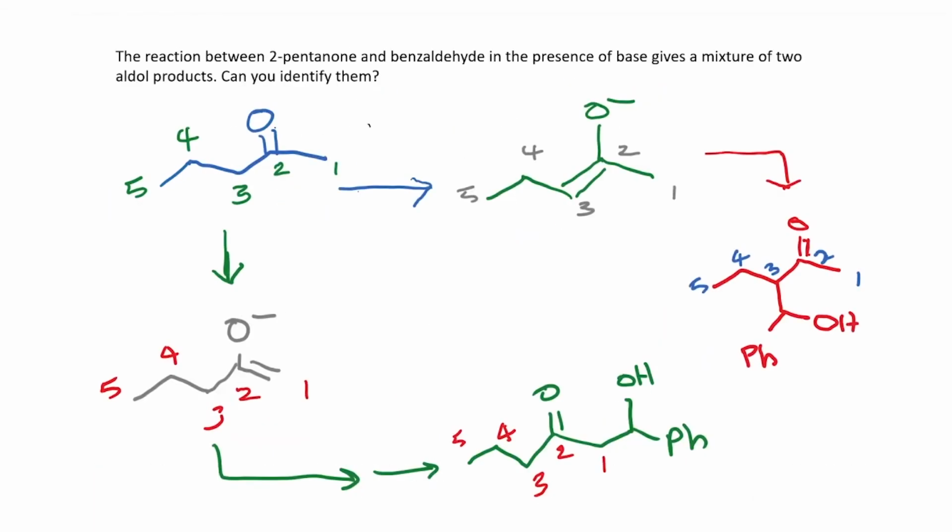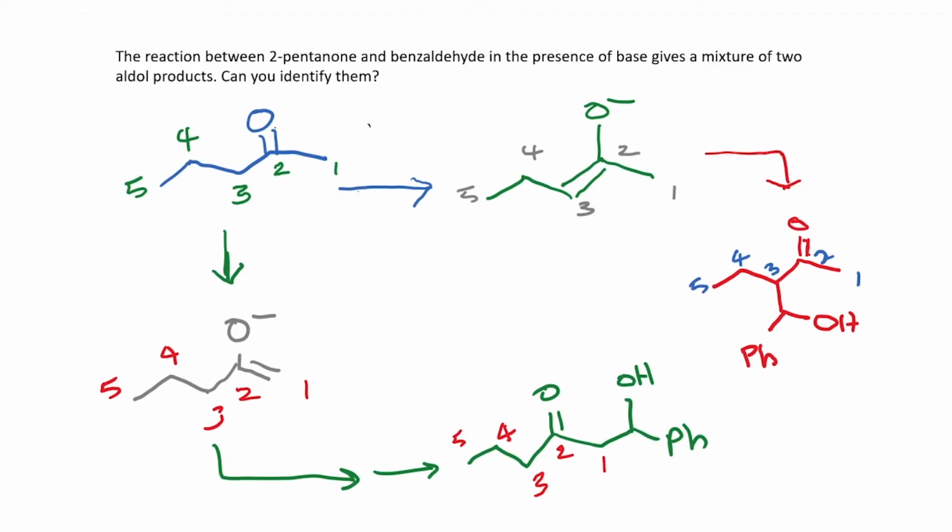Now let's move on to the next question. The reaction of 2-pentanone and benzaldehyde in the presence of a base gives a mixture of 2 aldol products. Can you identify them? So let's look at the first possibility here. You have the enolate formation. This is 2-pentanone as shown here, and let's just number it. You can generate the enolate between carbon 2 and carbon 3, and once this reacts with benzaldehyde, you get this product as shown here. And so this is one possibility.